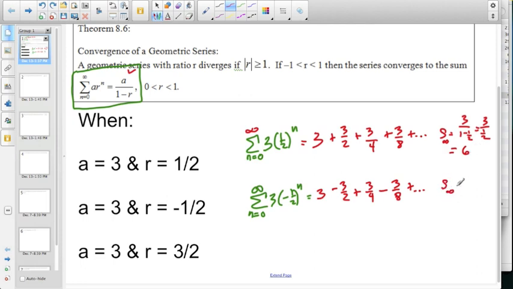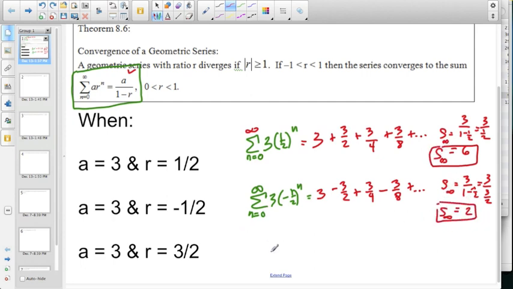If we look at the sum here, then it's 3 over 1 minus a negative 1/2. Minus a negative is a positive. So we have 3 over 3/2, which ends up being 3 times 2/3, which ends up being 2. So we have a much smaller sum here, which kind of stands to reason because we've done some subtracting here that we have not done here. So we end up with a larger sum here and a smaller sum here.